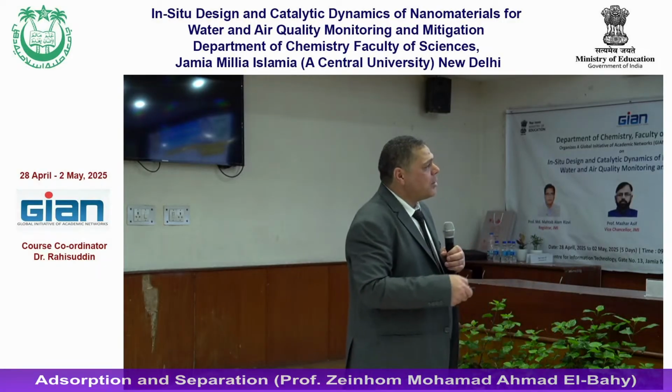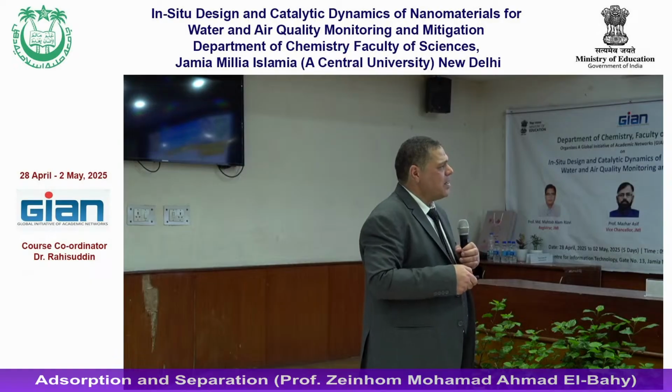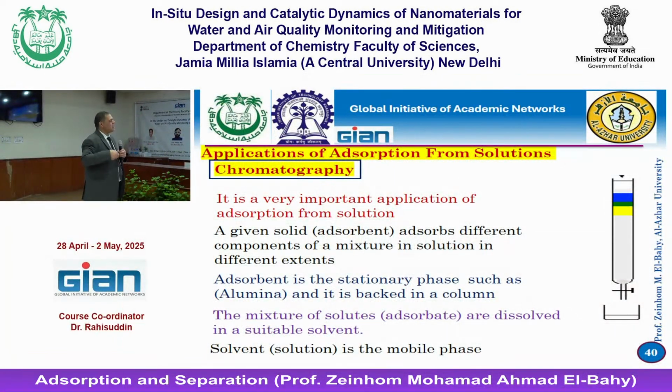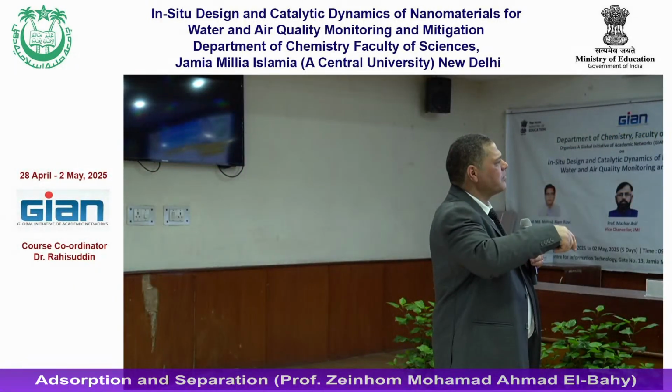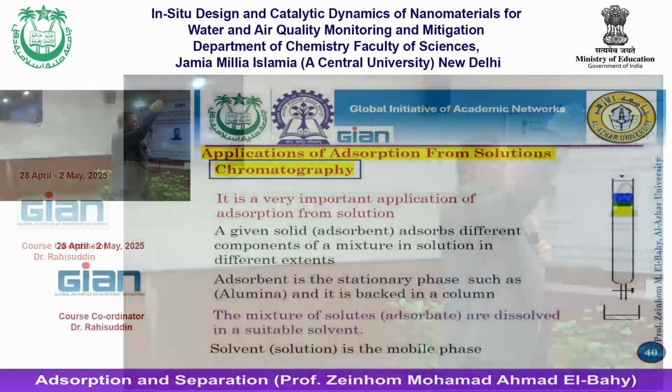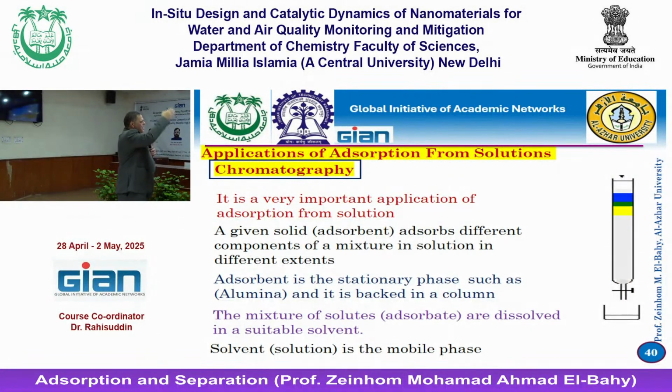If you have a column like this, and you add a stationary phase like alumina or silica, and you add a mixture of different substances, and you want to separate these substances, what will you do? Just add these substances like this, and add solvent. The solvent will carry these materials along to separate them.